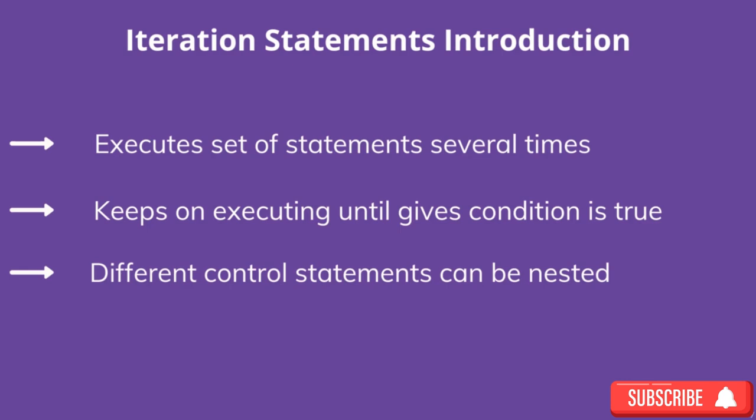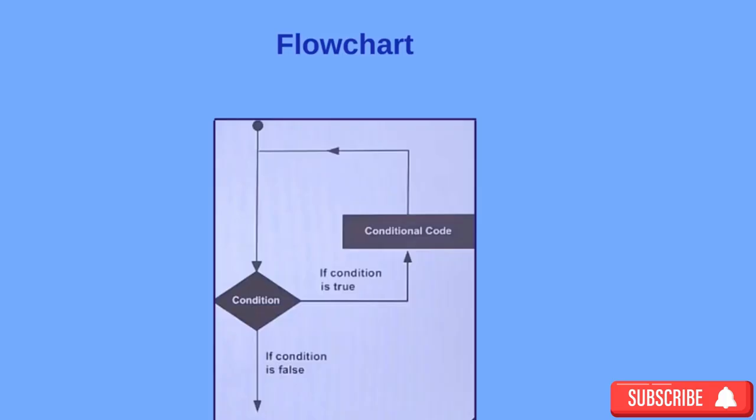Whenever you start writing control statements, whether conditional statements or iteration statements, logically as per your requirement, you can make them nested to any level. Here is the basic idea of how iteration statements or loops get executed. This is the control flow. There must be a condition.